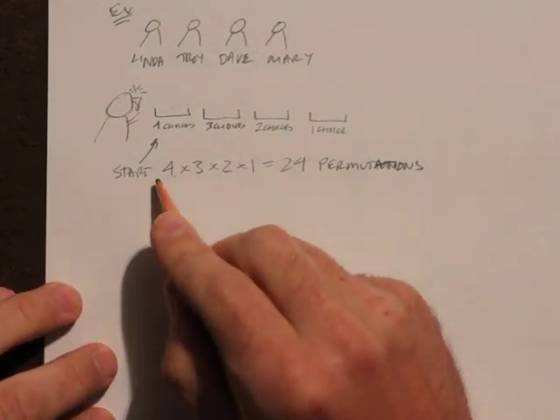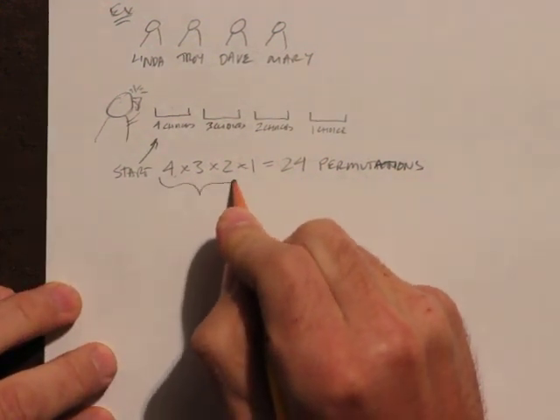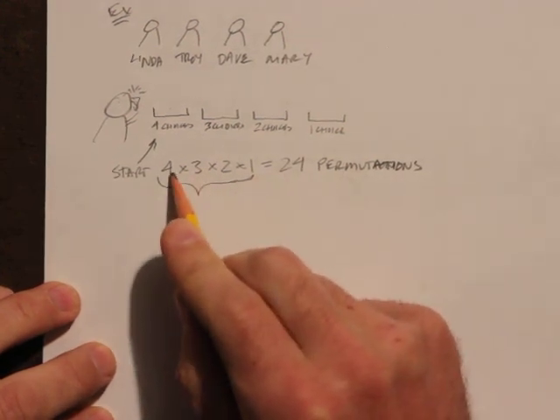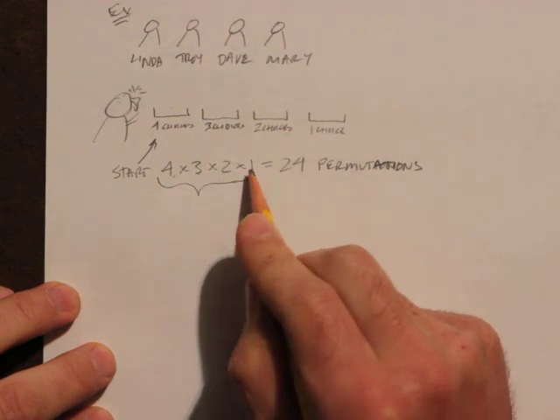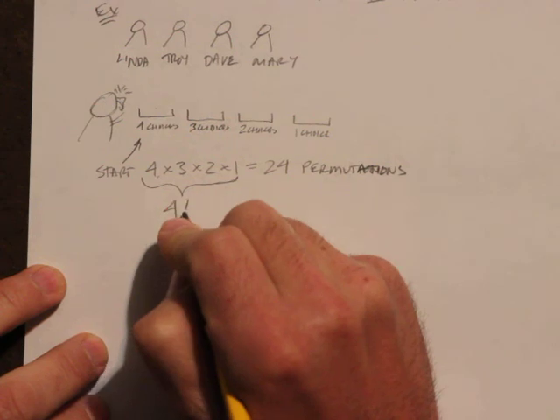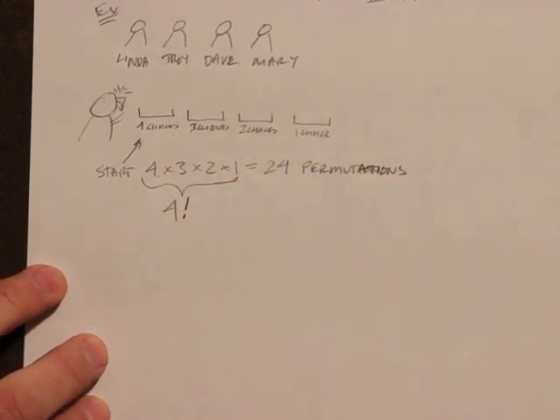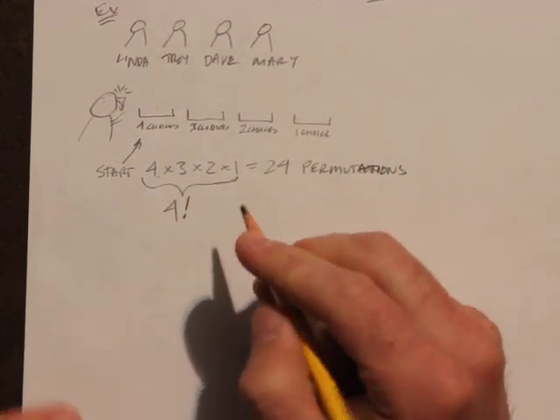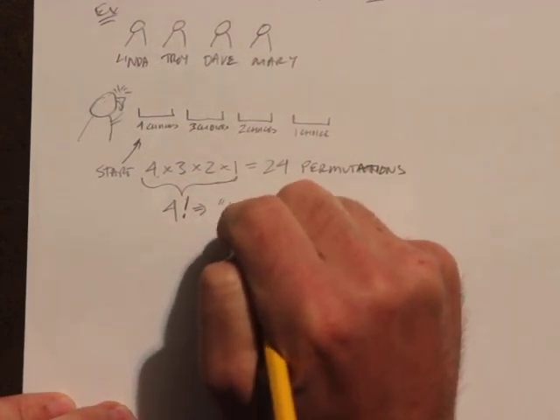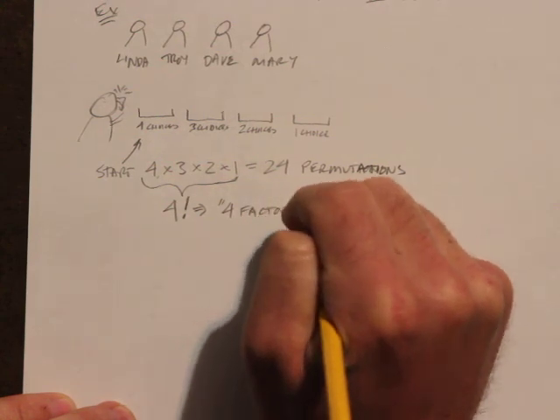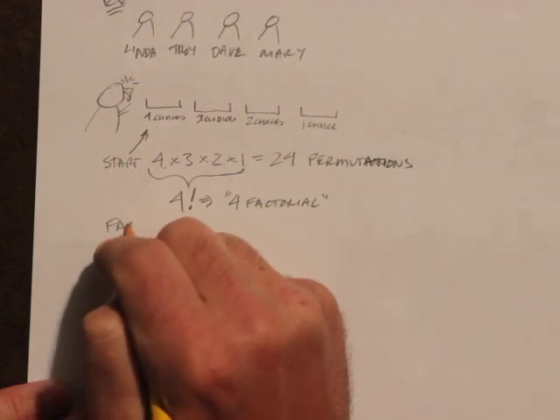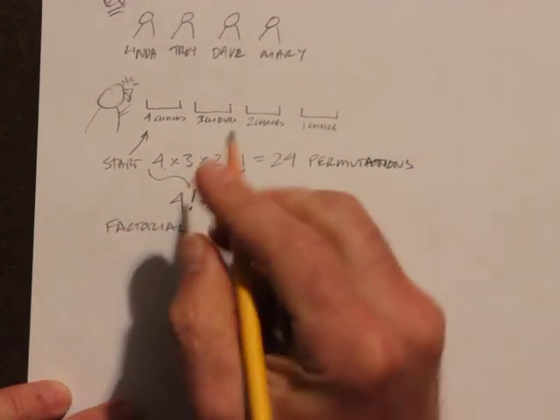So the way that we can talk about these many permutations, and the way that we can notate this, 4 times 3 times 2 times 1, is to say 4 exclamation point. But we don't call this an exclamation point. We call this 4 factorial. So a factorial looks like this.